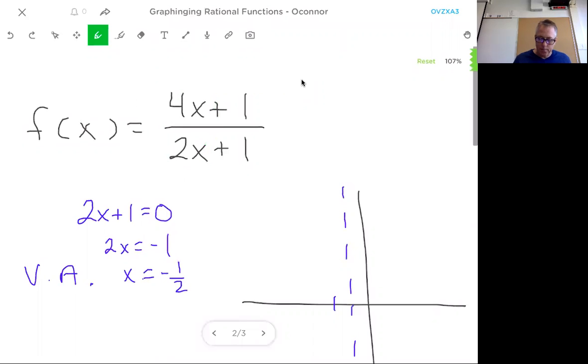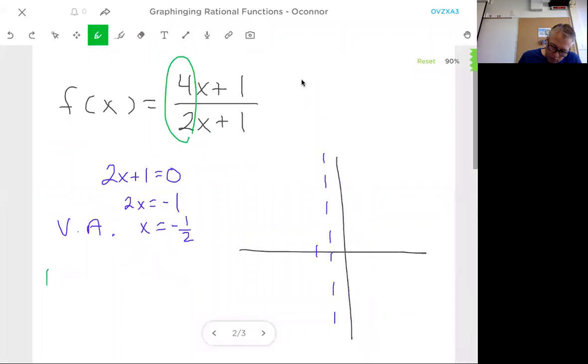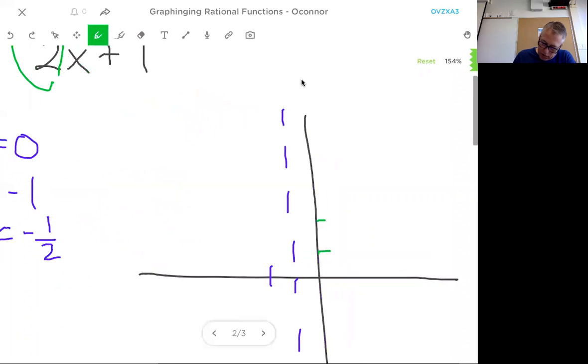If they're the same, the horizontal asymptote comes from the leading coefficients, 4/2, which is 2. That's our horizontal asymptote at y equals 2. And again, that came from the leading coefficients. I will draw that on our graph: 1, 2. There is our horizontal line.